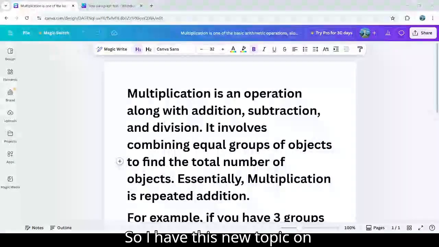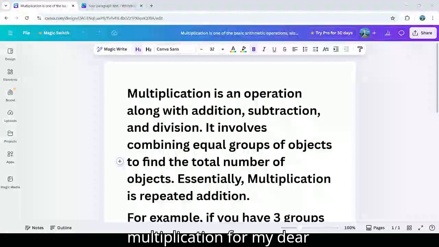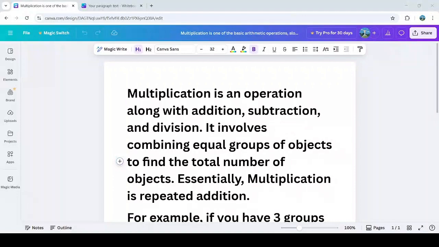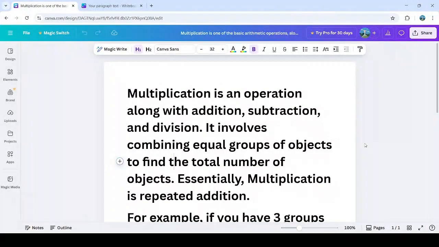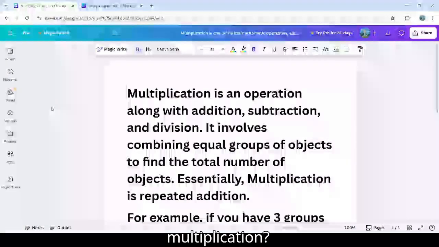So I have this new topic on multiplication for everybody. So I decided we can look at the topic on multiplication. I will start with, what is multiplication?